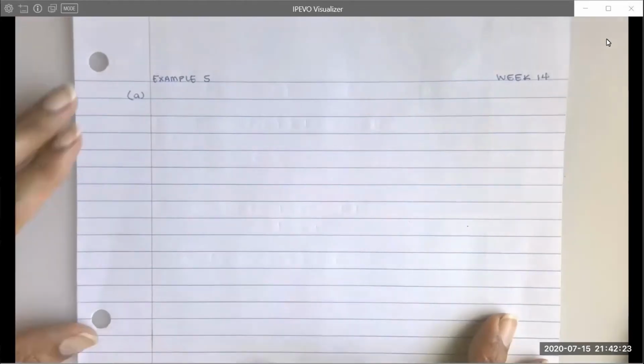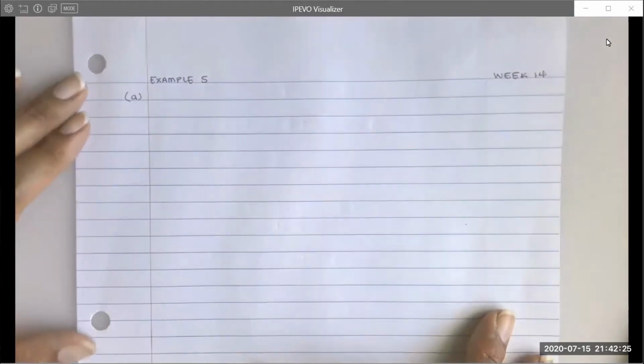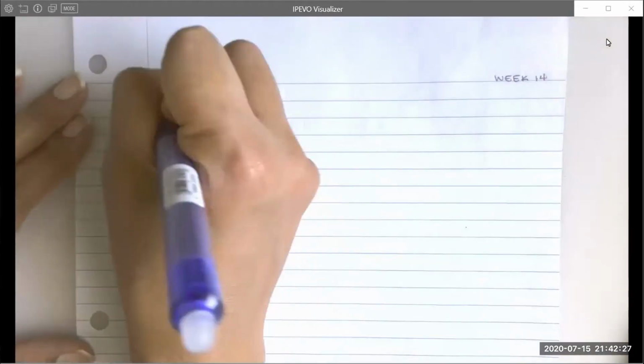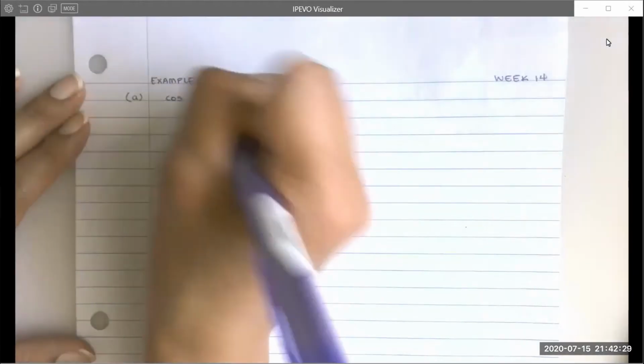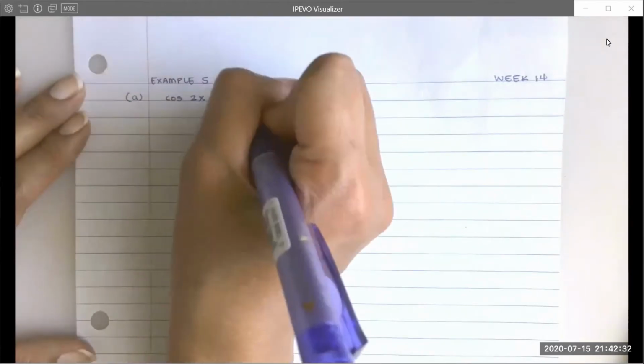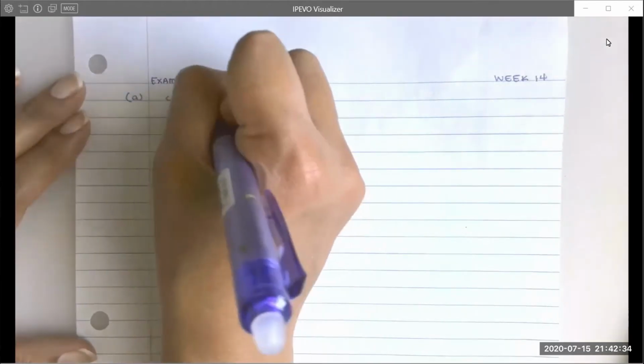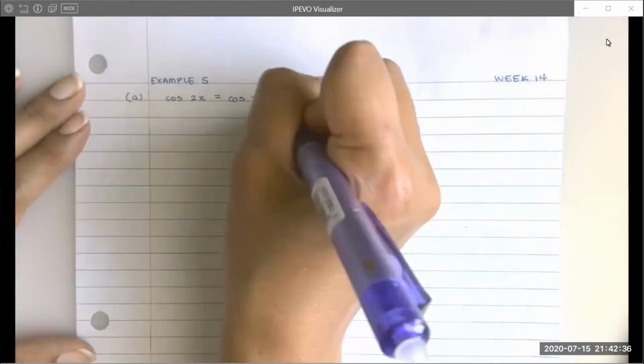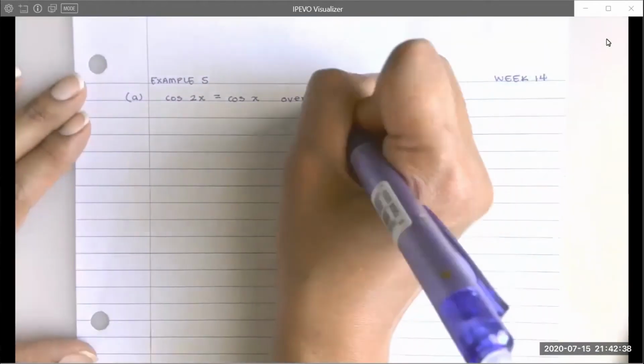All right, for example number 5, since the work is a little bit longer, I'll go ahead and write those on a separate sheet. So for part A, we have cosine of 2x is equal to cosine x over 0 to 2 pi.